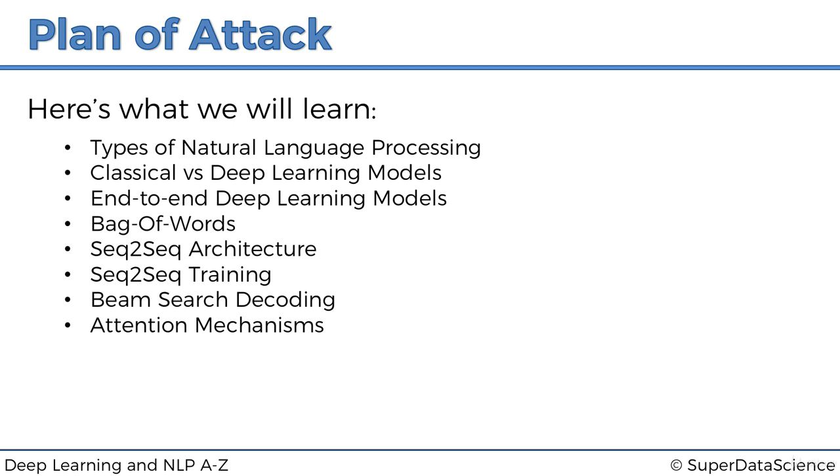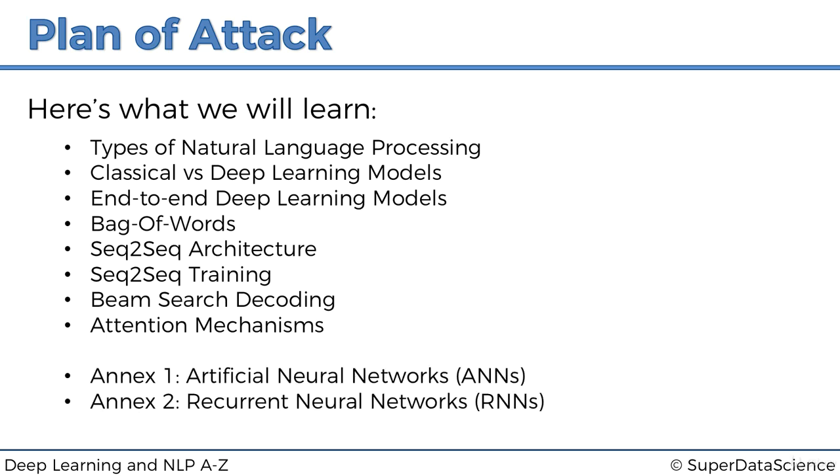And finally, on top of all of that, there's two annexes. Make sure to check them out. Annex 1 is artificial neural networks. Annex 2 is recurrent neural networks. So we've included these tutorials. These are the intuition tutorials only from our deep learning course. And the reason that they're here is because you will need a good understanding of both of them once you dive into the more deep learning side of things of this course.